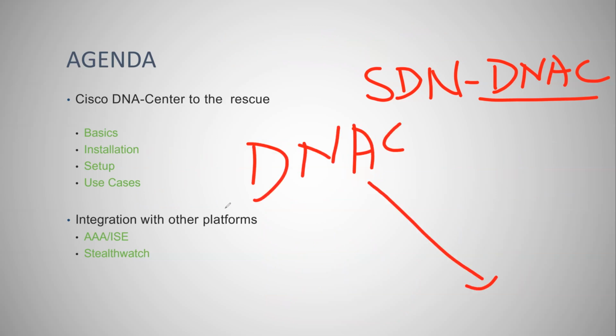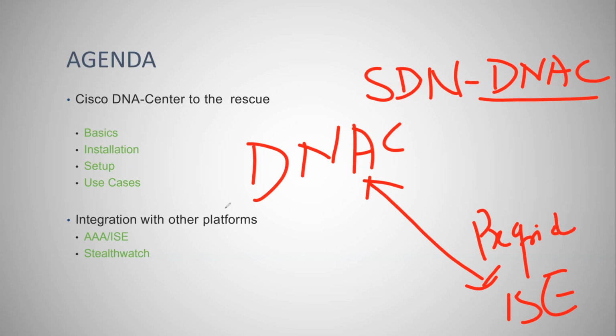DNAC and ICE. How are they communicating? What is the communication channel between ICE and DNA? You have something called pxGrid. It's a complete API-based service behind the scenes, complete automation. We have pxGrid services that you have to check mark in the ICE.